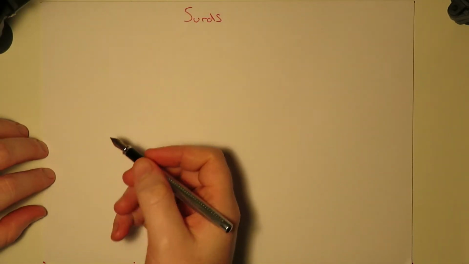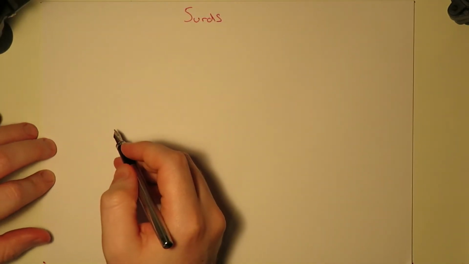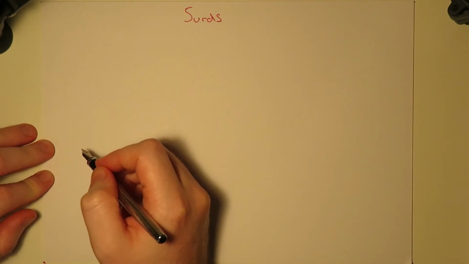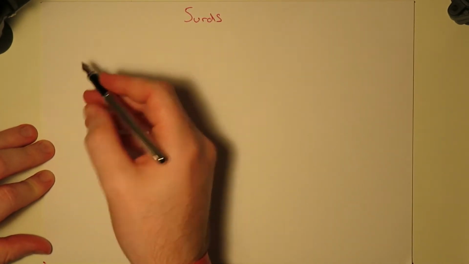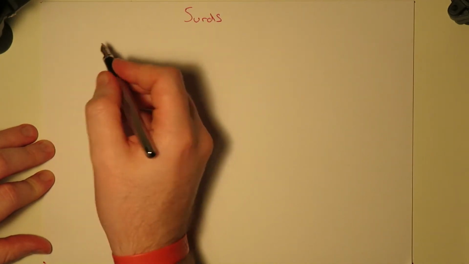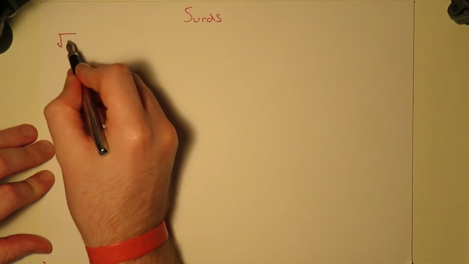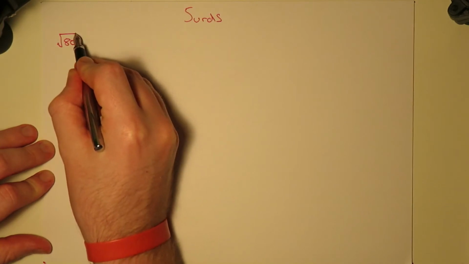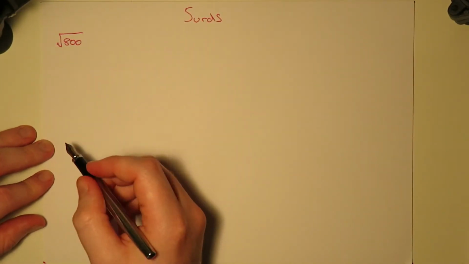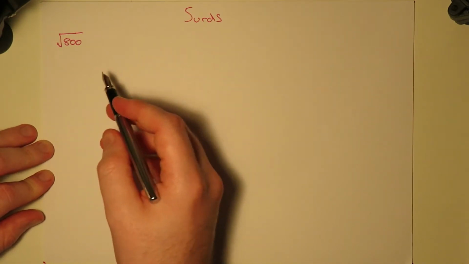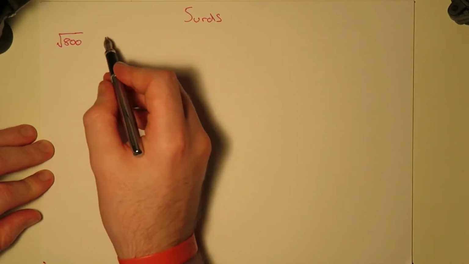In the previous video we looked at simplifying surds, and today we're going to delve a little bit deeper into that. So let's start off with a recap of the last video. I don't think I used this as an example in the last video, but I may have. Try simplifying the root of 800. I advise that you pause the video and try that.